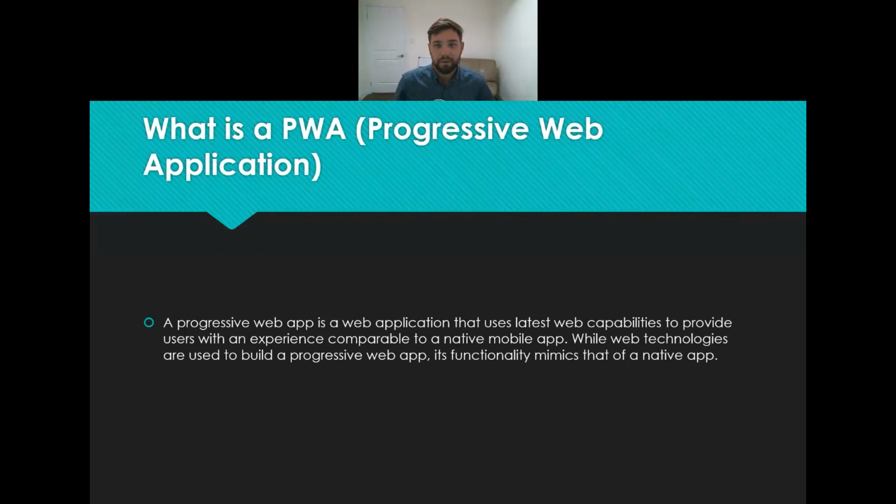Okay. So what is a PWA? Have you ever heard of a PWA before? Okay. Think about that for a second. I'm assuming you haven't, because it's a progressive web application and it's kind of a newer thing that's happening right now. Basically what it is, is a mobile web app that uses the latest web capabilities, and it provides users with an experience comparable to a native mobile app. So while web technologies are used to build progressive web apps, its functionality mimics that of a native app. So I'll show you some examples later. But basically, we've gotten to the point where our web app technology is so current and so up to date that we can basically mimic those technologies in a native app.